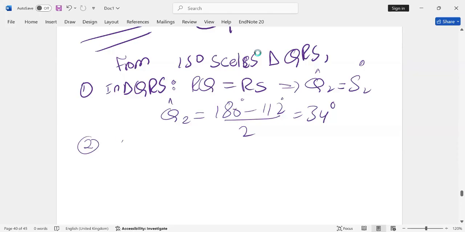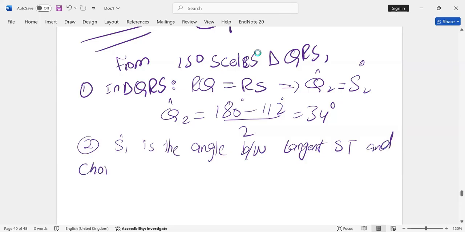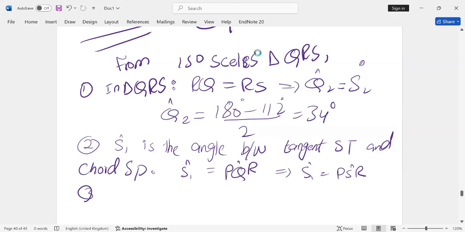The second point is that S1 is the angle between altitude ST and chord SR. So we see that S1, we have to write it like that, S1 is PSR. Okay. Third point we have is PSR.